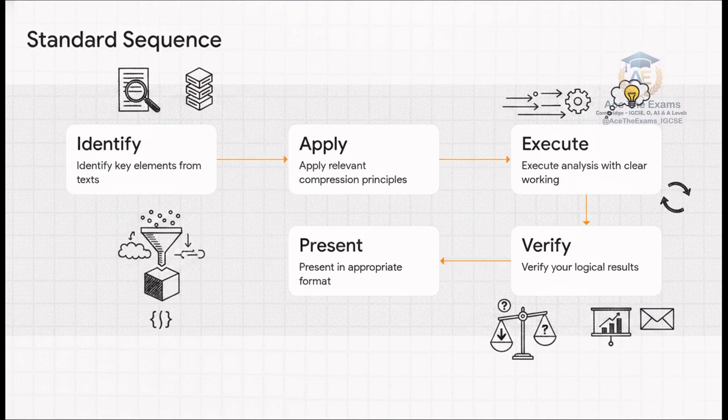Step 1, identify the key elements from the text or data tables provided. Step 2, apply the relevant data compression principles. Step 3, execute your analysis, and we'll talk more about why clear working is your best friend in just a moment. Step 4, verify your results. Does your conclusion actually make sense for the given scenario? And finally, Step 5, present your findings in the appropriate format.